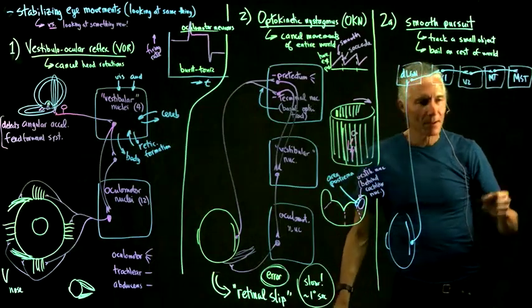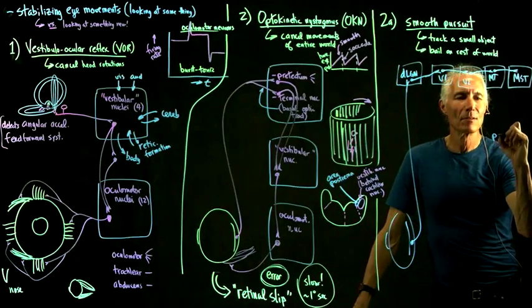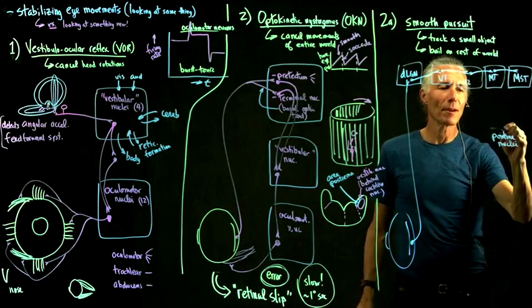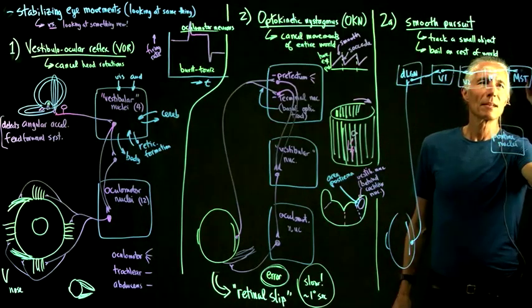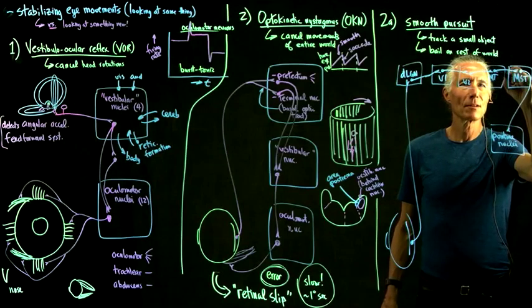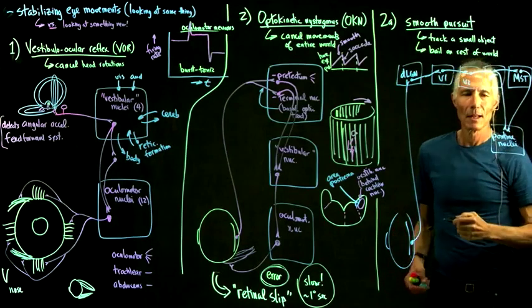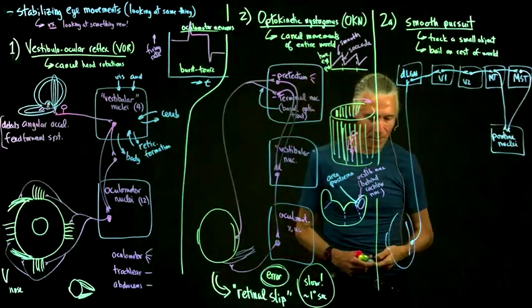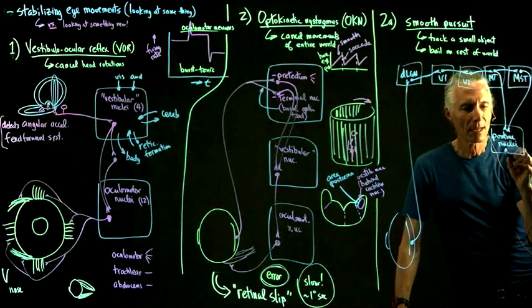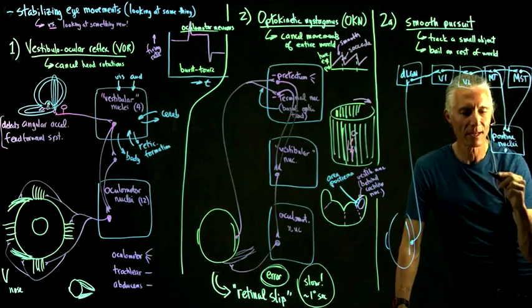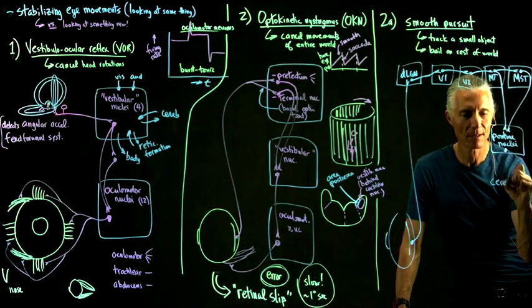So this goes down to the pontine nuclei, and even though they're called the pontine nuclei, they're effectively in the midbrain. MST projects down to the pontine nuclei, MT projects down there also. That's a big source of input to the cerebellum, which we haven't talked about yet. So these go to the cerebellum, and in particular to the flocculus, which is a part of the cerebellum.